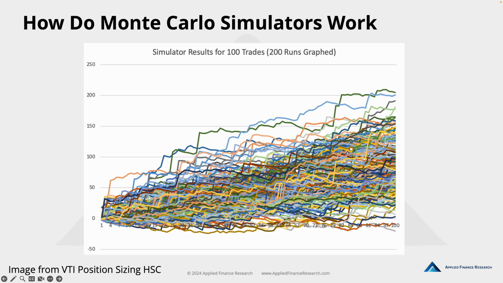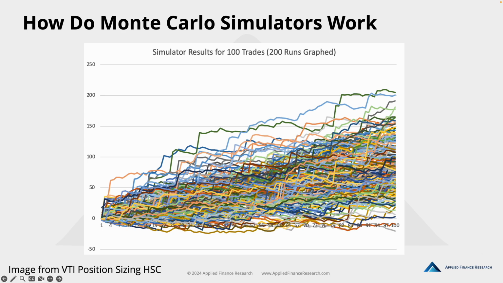So here we've got a sample of 100 backtest trades, and we graphed 200 runs. Each run is a different color, and we can see that there's quite a bit of variation in the shapes of the equity curves because the sequence of trades is different for each run.